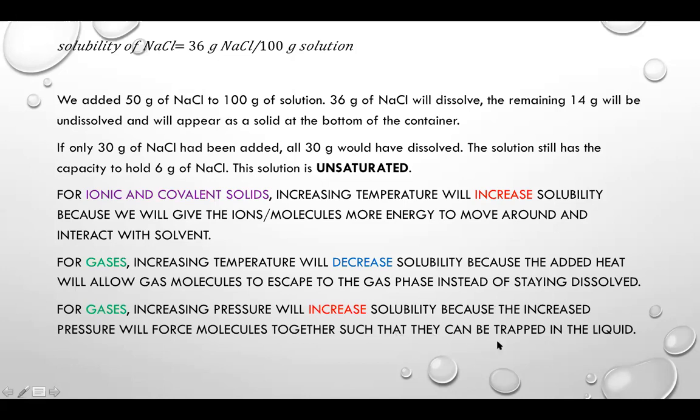For gases, increasing the pressure will increase the solubility because the increased pressure will force molecules together such that they can be trapped in the liquid. So if you think of a balloon applying pressure on the air that's inside of it, the more pressure that you add, it will force the molecules together. So if we force the molecules together, then they can interact with the liquid more than they can, again, with other solute molecules.